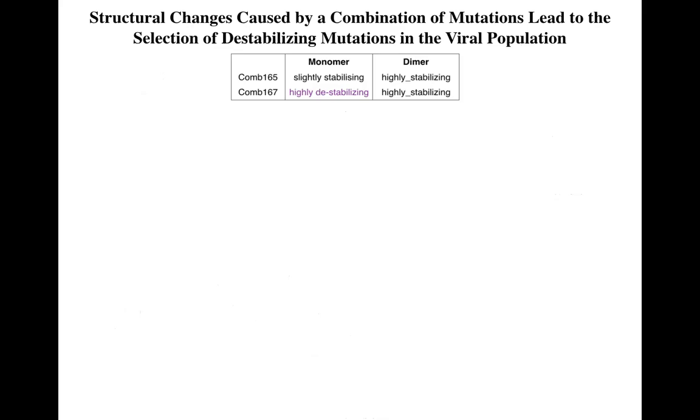To go into further detail, we carried out a detailed analysis on two such mutations, combination 165 and combination 167, where combination 165 is highly stabilizing in monomer and becomes highly stabilizing in dimer also. Whereas combination 167 was highly destabilizing in monomer and after dimerization became highly stabilizing.